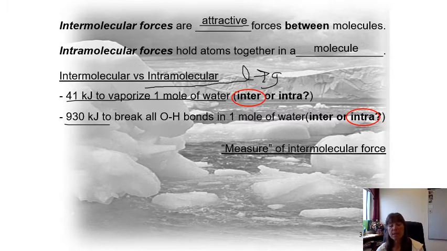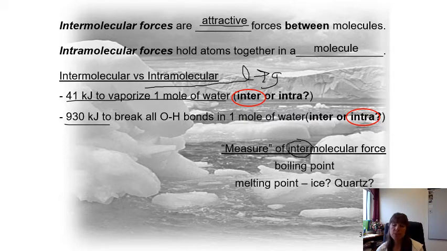The measures of these intermolecular forces, though, which are between molecules, are things like boiling point. If you have a high boiling point, that means your intermolecular forces are strong. If you have a high melting point, that means your intermolecular forces are strong. So ice has a low melting point compared to quartz. The melting point of water is 0 degrees Celsius, whereas quartz is a much stronger covalent network solid that has a much higher melting point, and that indicates its intermolecular forces are much greater.